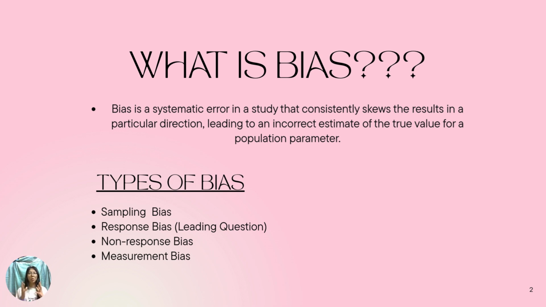Sampling bias occurs when the sample chosen does not represent the whole population. Secondly, we have response bias, aka leading question. It happens when the wording of the question pushes people toward a certain answer. The third one is non-response bias. It occurs when people who don't respond differ from those who do respond. And lastly, we have measurement bias. It happens when the data collected is inaccurate because of poor tools or unclear questions.